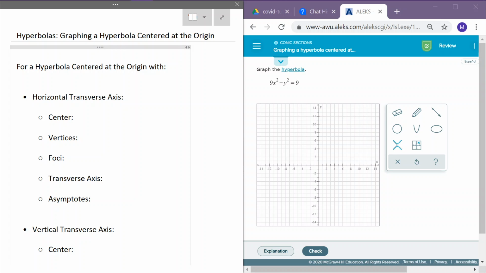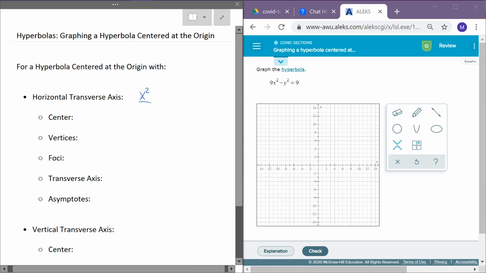In this video, we're going to be talking about graphing a hyperbola centered at the origin. So we have two different standard forms for a hyperbola. You have one that has the horizontal transverse axis, which looks like x squared over a squared minus y squared over b squared equals 1. Since we're centered at the origin, the center is going to be 0, 0.